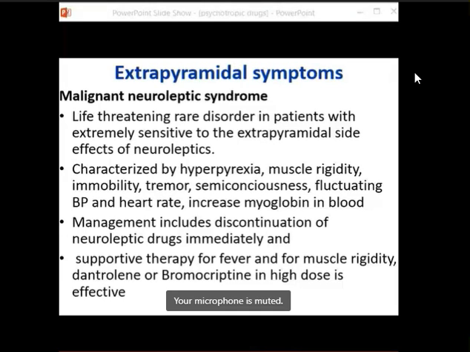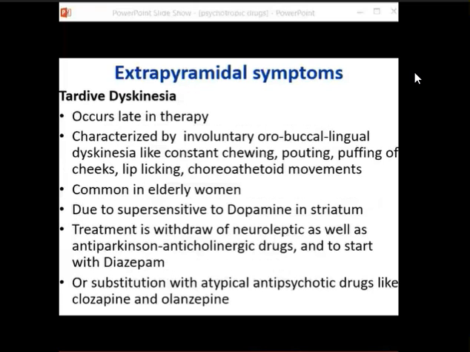Next extrapyramidal symptom is tardive dyskinesia, which occurs in the late phase of therapy and is characterized by involuntary orobuccal lingual dyskinesia. For example, there is constant chewing, pouting, puffing of cheeks, lip licking, and choreoathetoid movement. So there are abnormal involuntary movements seen in tardive dyskinesia, mainly in elderly women. It is due to supersensitivity of dopamine receptors in the striatum.